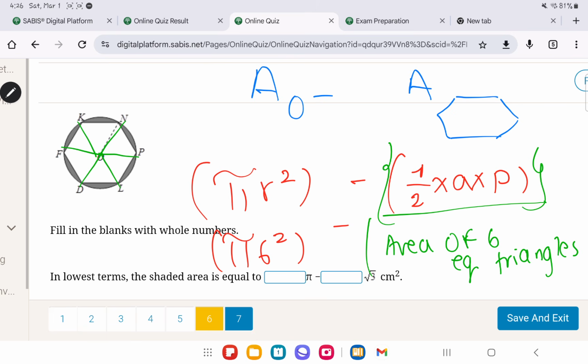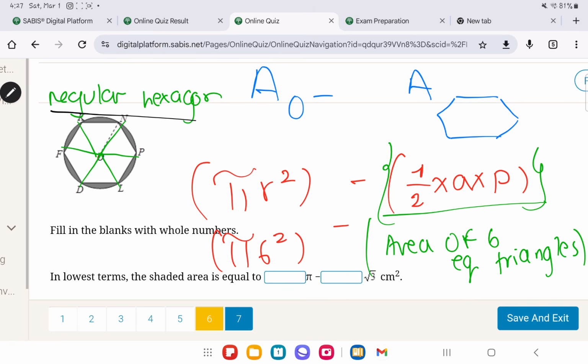Now, why did we use this? You can use this only in the case of a regular hexagon. If it's not a regular hexagon, you will not be able to use it. Remember, if it's a regular hexagon, it will be divided into 6 equilateral triangles. If it is a pentagon, it is divided into 5 isosceles triangles. You just have to make a pattern and you will understand what is happening.